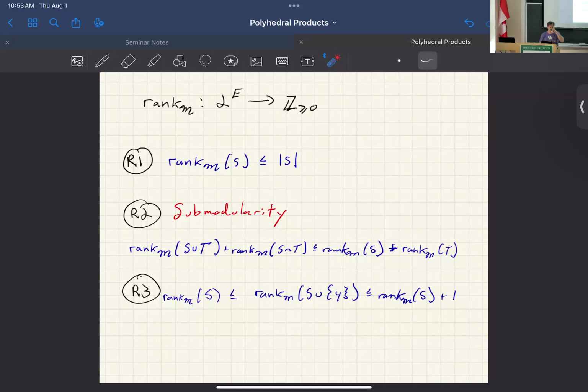And then the third axiom is that if you add an element to a set, it can only increase the rank at most by 1. So either a vector is a linear combination of other vectors, or it isn't. That's the idea. All right, so this is a rank function.